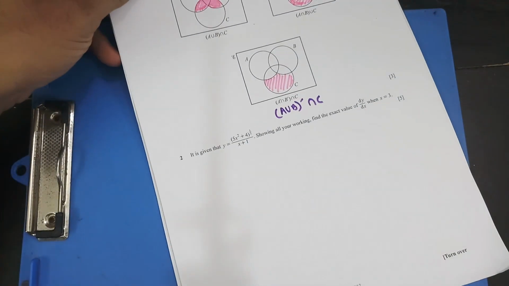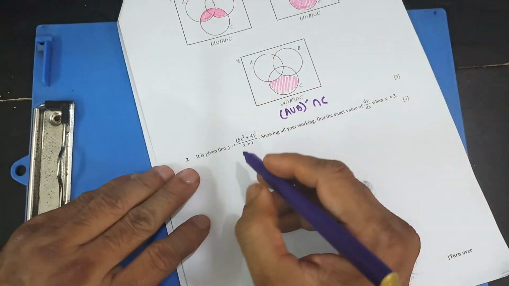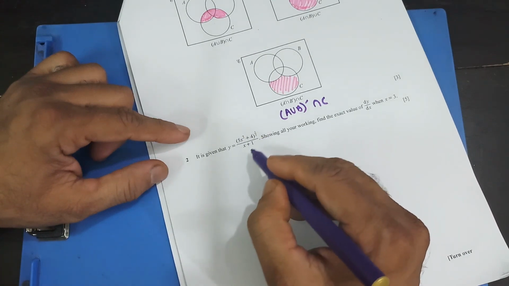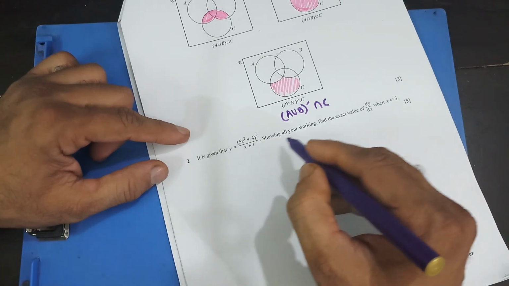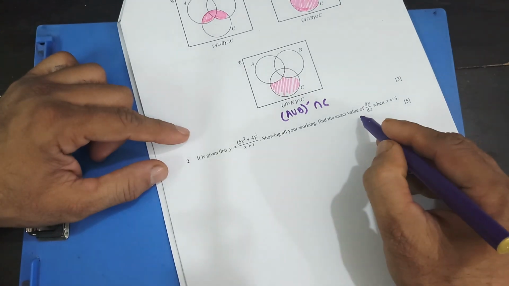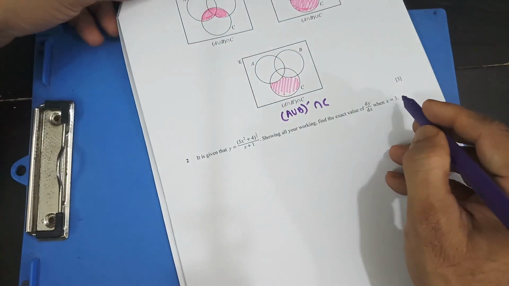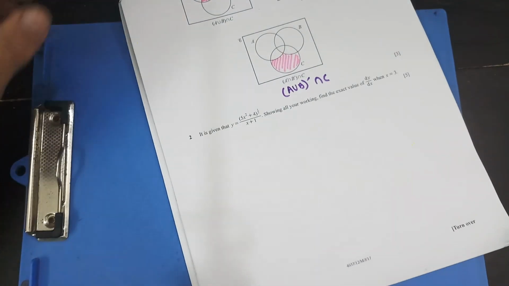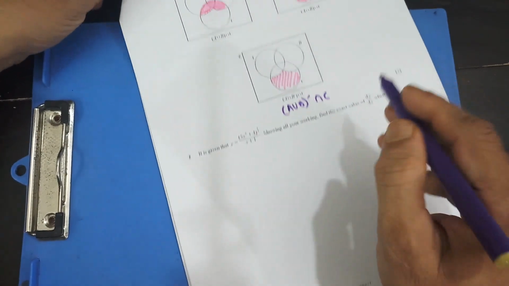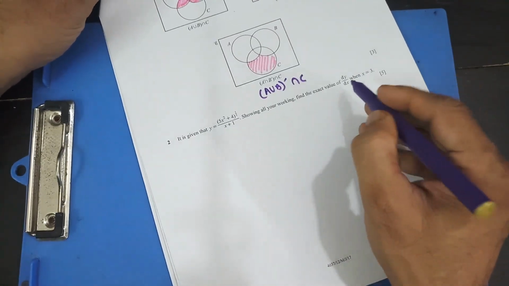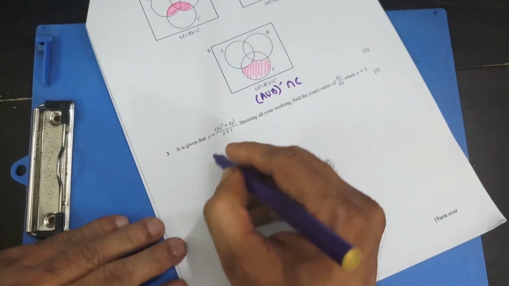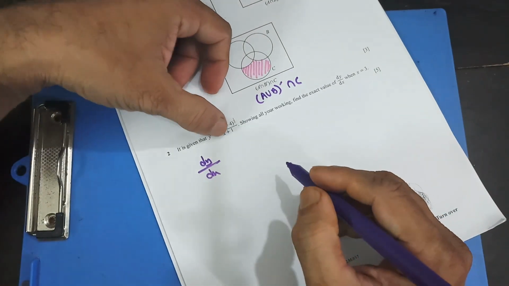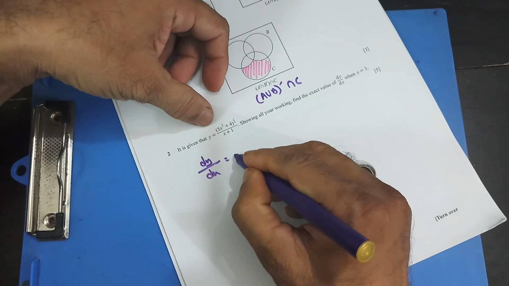Okay. Now next one, it is given that y equals (5x squared plus 4) to the power half over x plus 1. Showing all your working, find the exact value of dy/dx when x equals 3. Okay, so we have to find out when x equals 3. So let's find out dy/dx, and eventually we're going to do dy/dx when x equals 3. So for dy/dx, I can use the product rule or I can use the quotient rule here. Let's use the quotient rule.